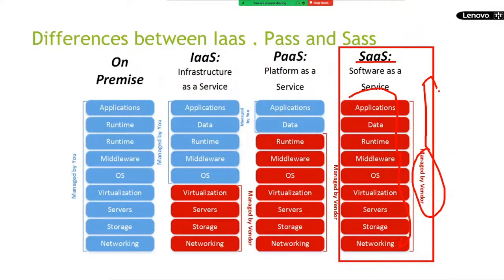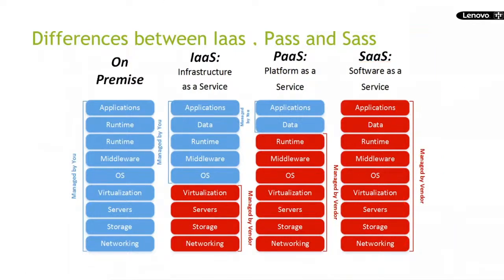A real-time example: pizza. Pizza is ready-made. How to eat it depends on you. Maybe you can eat it using a fork, by hand, or using a spoon. That depends on you, but the pizza is ready-made. That is software as a service.